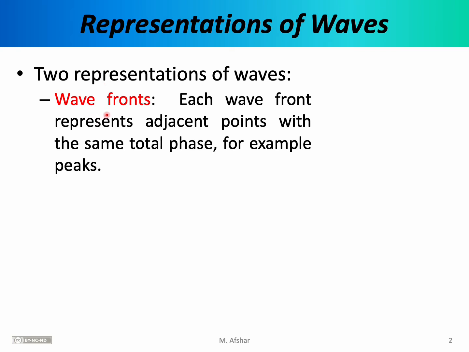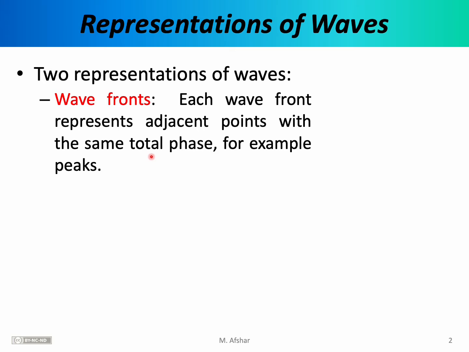In the wavefront representation, we draw lines or contours that represent different parts of the wave, like its peaks or its valleys. A little more precisely, each contour, referred to as a wavefront, represents adjacent points with the same total phase.